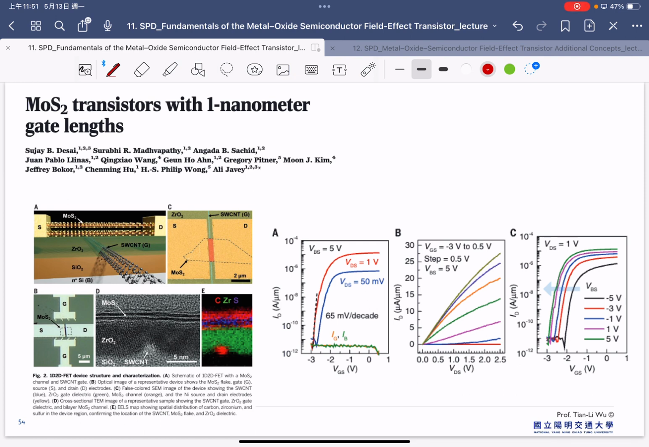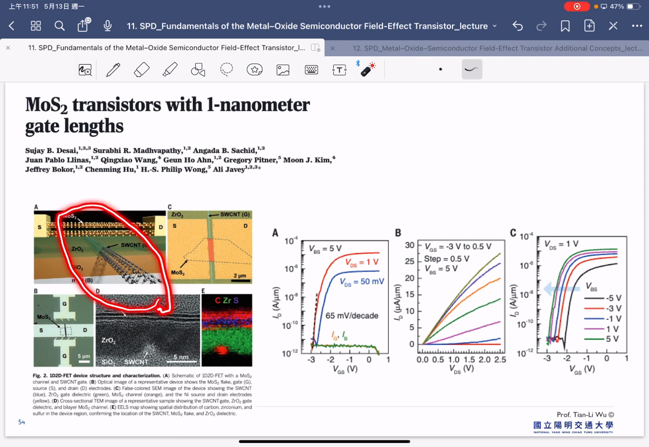This paper is published in Nature, and the result here is still considered one of the world records, because they tried to fabricate a transistor with only 1 nanometer channel length. So that's still quite amazing. But the results they exhibit, the figures they show, are still very typical ID-VD, ID-VG. That's all. And then the one thing very interesting is this one.